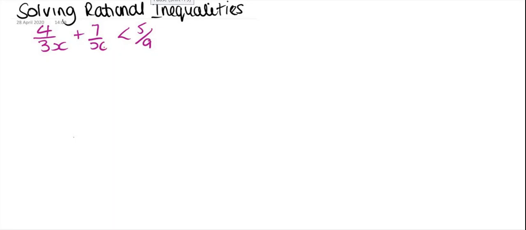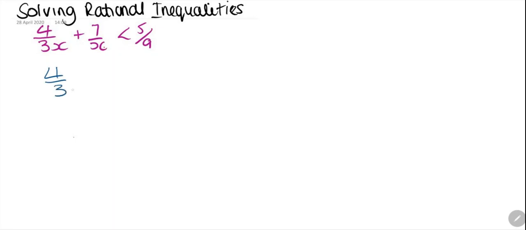Okay, we're going to solve a rational inequality by multiplying by the lowest common denominator. The first thing I need to do is put all my fractions on one side so I can make it less than or greater than 0. So I'm going to do that first.